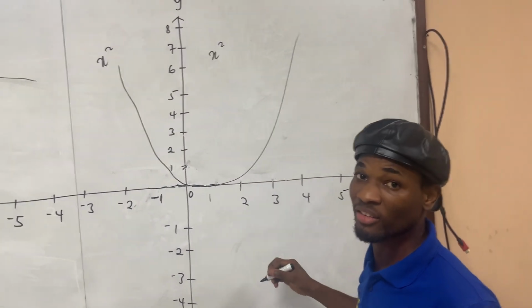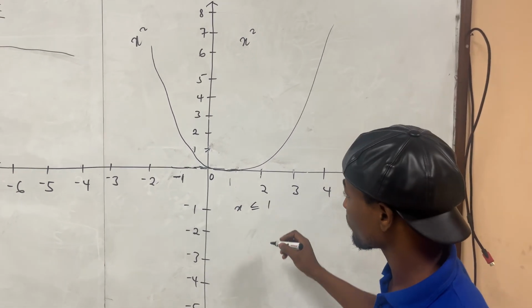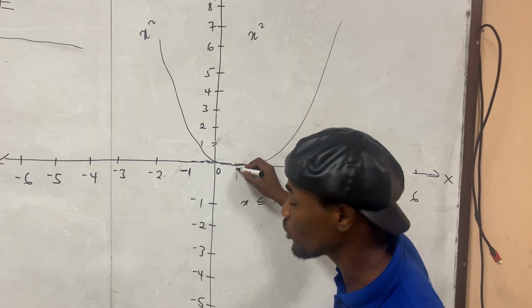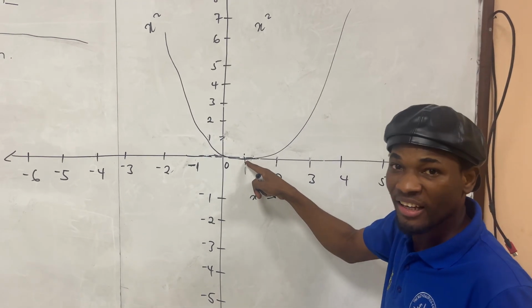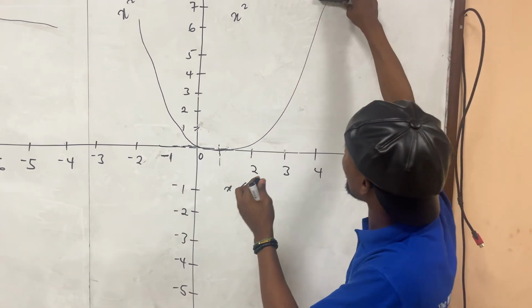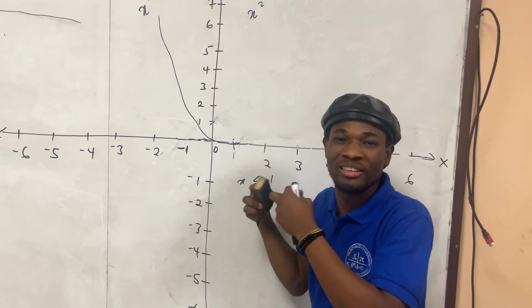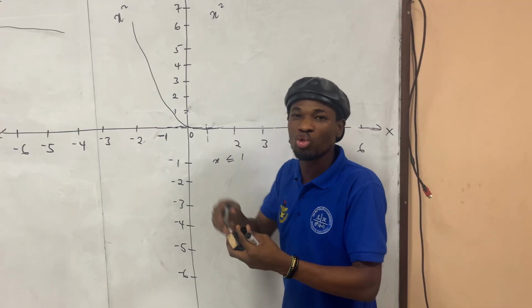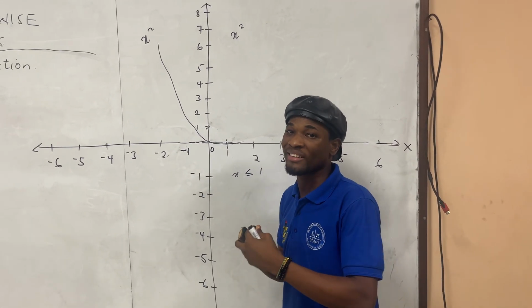x is less than or equal to 1. Where is my 1? This is my 1. Viewers, this is my 1. So in other words, I have to end here. You see, I can't go beyond this. So I'll erase this. If you practice this for a long period of time, you don't need to draw any table, right? Good. That's why we started from scratch.